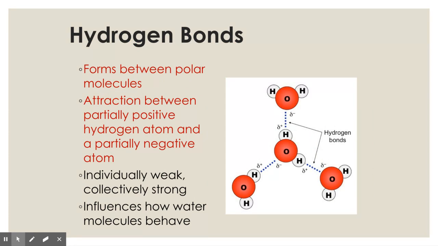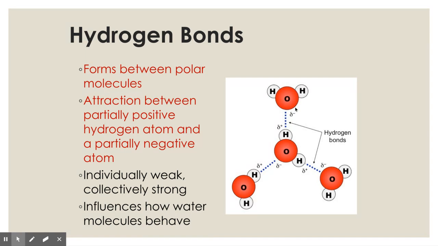Last but not least is hydrogen bonding. It can form between two polar molecules. Again, that polarity means there's a slight positive and a slight negative charge, and that allows the slight negative or slight positive charge of another molecule to be attracted to it. Individually, these slight attractions are weak, but collectively it's strong, and that's why water behaves the way that it does.